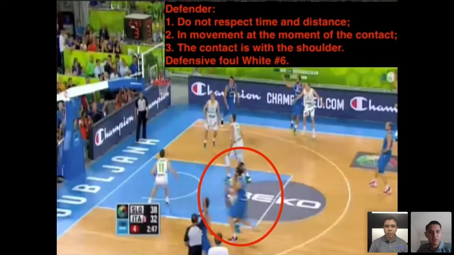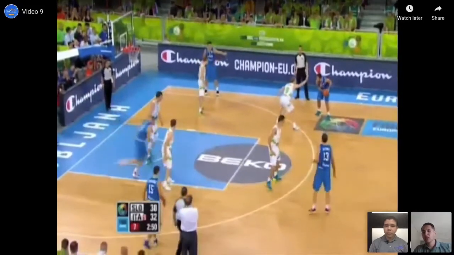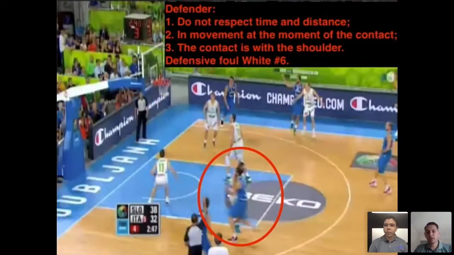You can see the defender is not respecting the time and distance, and he's still in movement at the moment of the contact, and the contact is with the shoulder of the defensive player, white number 6, on blue 13. So in this case, option B was the right one. The defender does not respect the elements of time and distance, and he's responsible for the illegal contact. If you have any questions, just type right here.